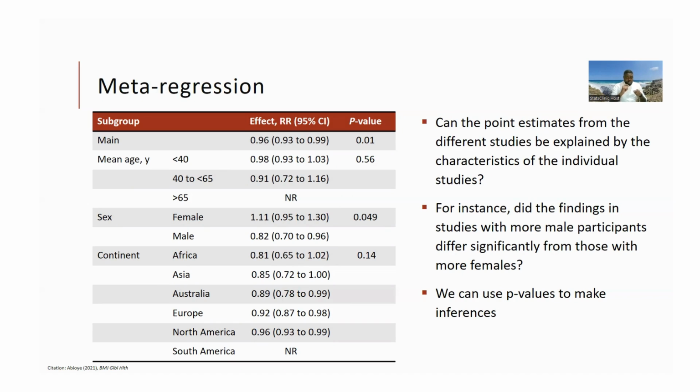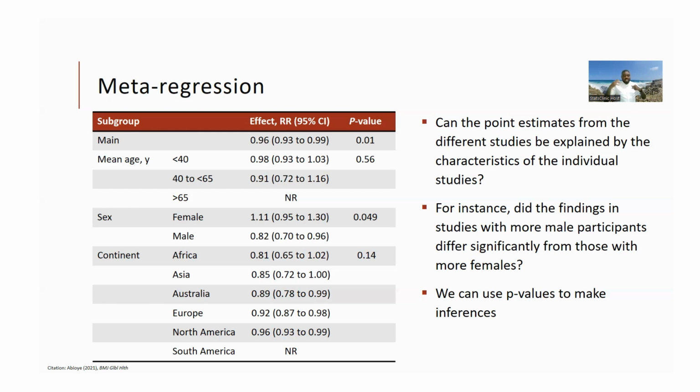But in meta-regression, you then want to ask yourself, is it possible that the point estimates from the individual studies, so individual studies in the forest plot, can be explained by the study characteristics of those studies? So for instance, is it possible that because some study had more males than females, the true exposure outcome relationship in males is different from females?